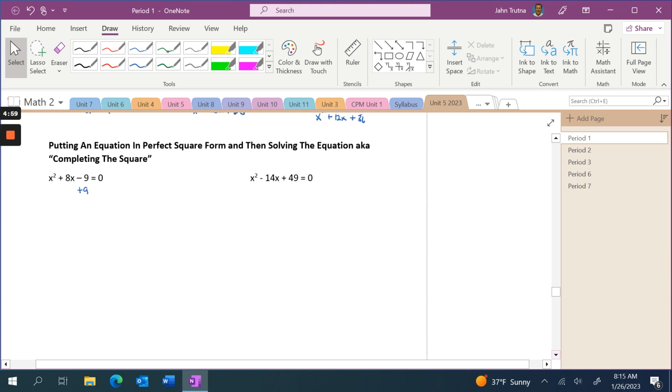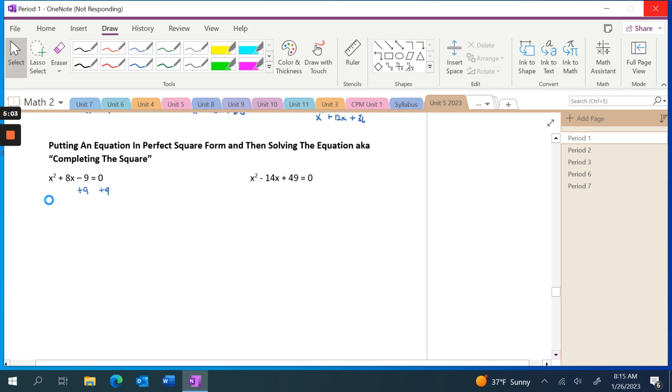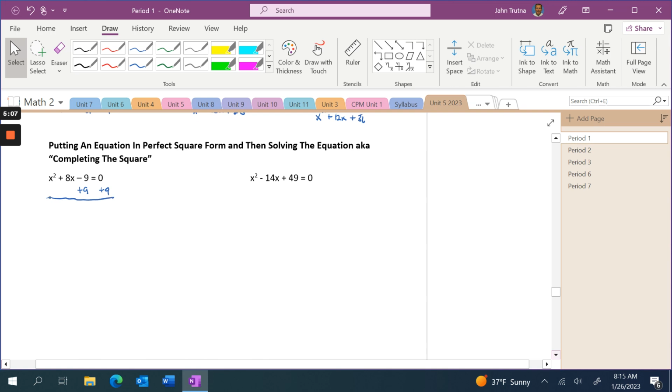And the way that I get rid of it is I'm going to add 9 to both sides of the equation. When I add 9 to both sides of the equation, what that does is it changes my equation to x squared plus 8x is equal to positive 9. Now, when you get rid of that number where the c value is supposed to be, so we are supposed to have a c value right there, okay?